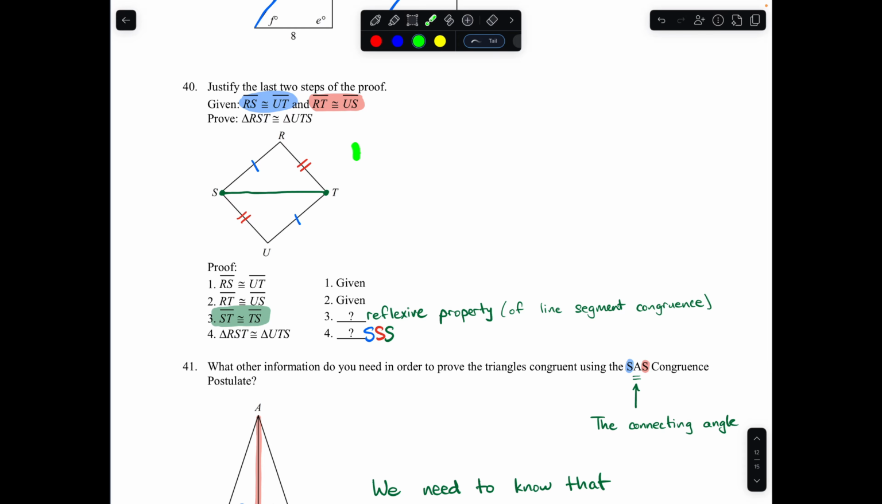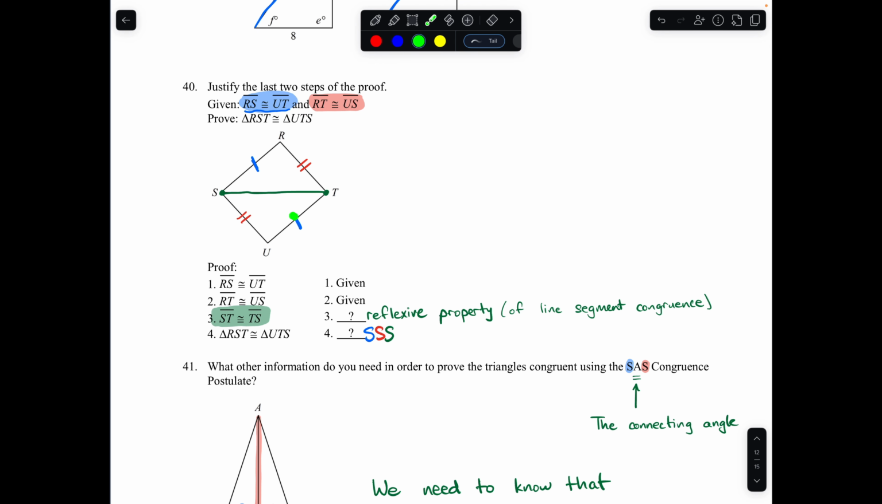40, we have a picture and we have some given bits of information. They were not marked already, were they? No, they were not. So mark it on your picture. If we know that RS is congruent to UT, mark it. We also know that RT is congruent to US, so we mark that.